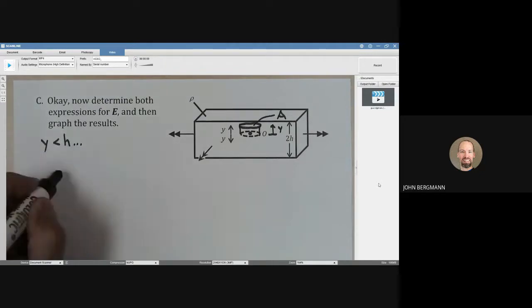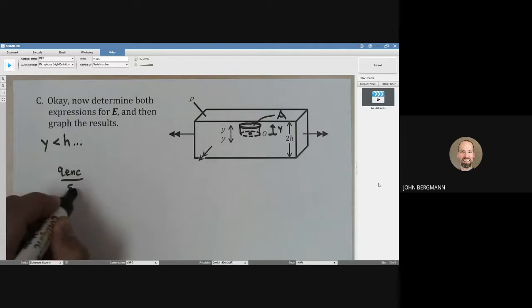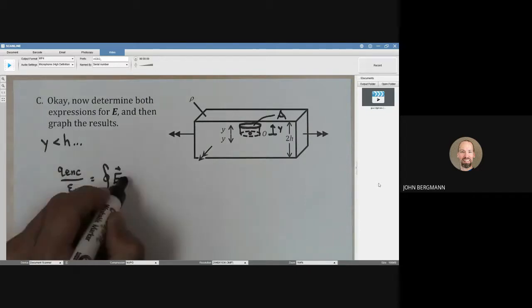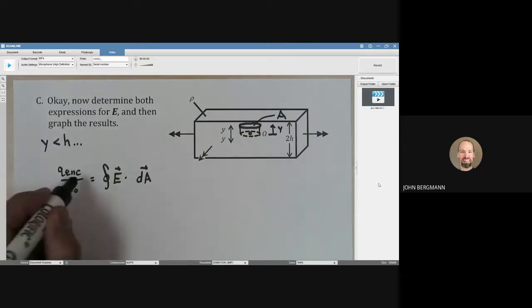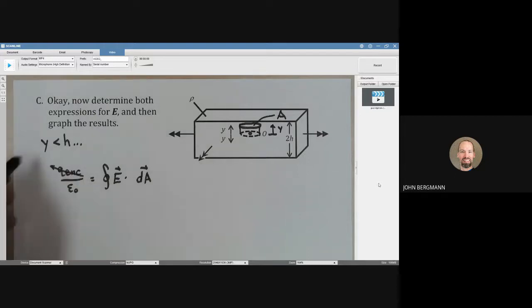Let's use Gauss's law, which says what? The enclosed charge over epsilon naught is equal to this quantity. What's the charge that is enclosed here? The charge that's inside here is the charge per volume multiplied by the volume of that little thing that looks like a hockey puck. And what is the volume of that? Well, it's the area multiplied by y. That's the volume. Charge per volume multiplied by volume will give you charge.